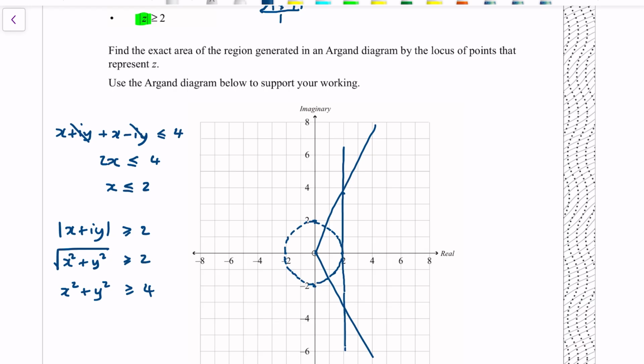So we're shading outside of the circle here, and I shouldn't have drawn a dashed line, because dashed lines in the Cartesian plane represent not equal to.